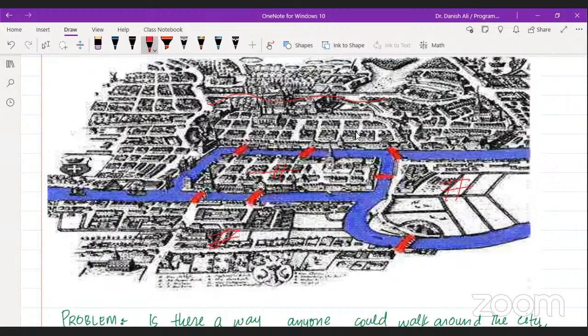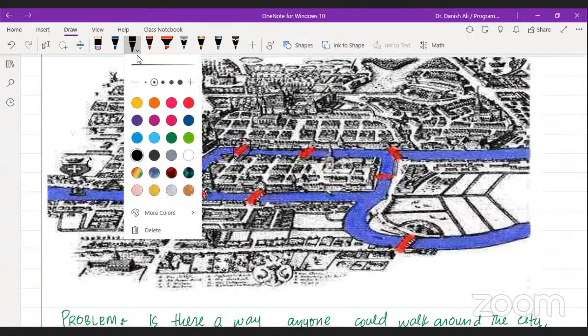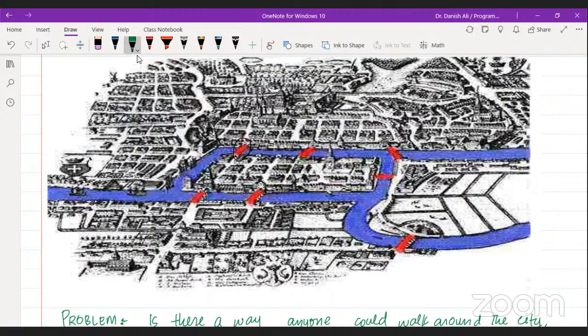connected with seven bridges. These bridges are shown in red. These are the bridges. For example, this is the bridge. Okay, actually, let me choose a different color. This is the bridge. This is the bridge, third number, and this is fourth, five, six, seven.